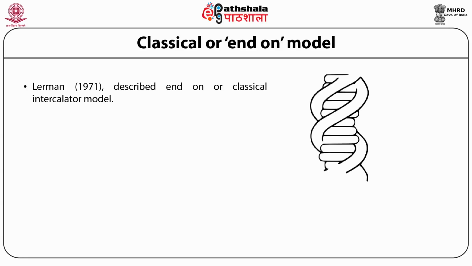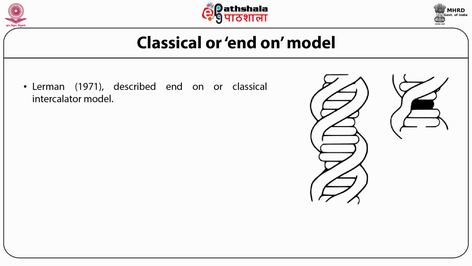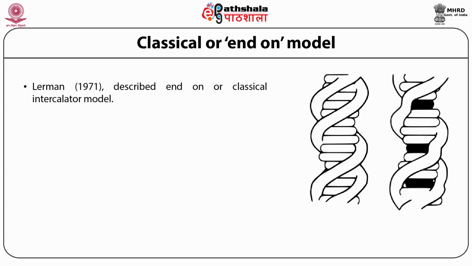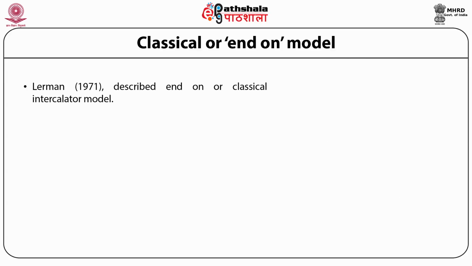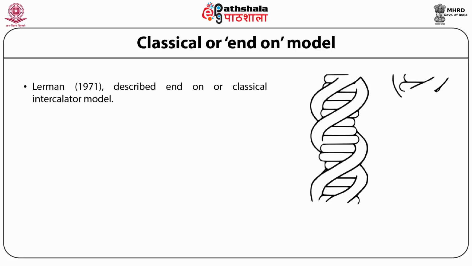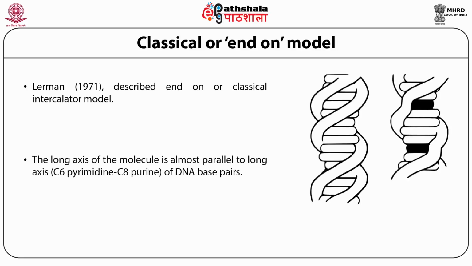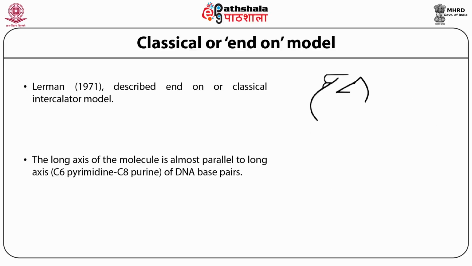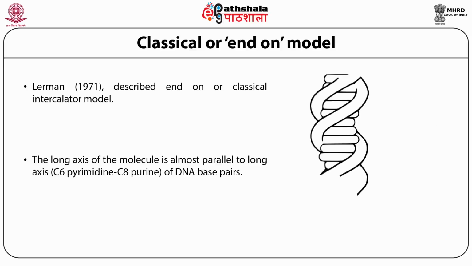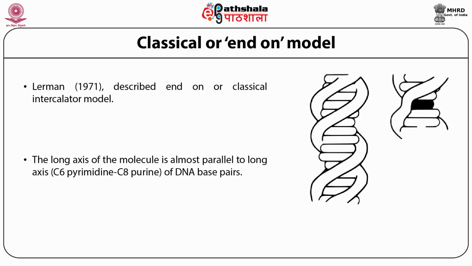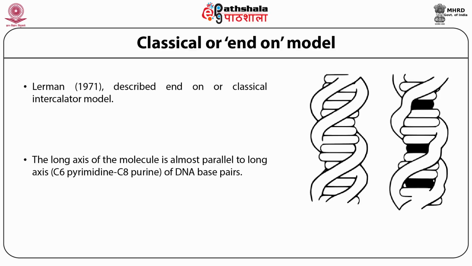On the right-hand side, it is a distorted DNA, but the black here is an intercalator which fits into the base pair, and the backbone gets deformed because of unwinding of DNA. In this particular case, the long axis of DNA, C6-pyrimidine on C8-pyrimidine, is usually parallel to the long axis in the drug, and the dimensions of the ligand are usually similar or close to the DNA base pair geometry.